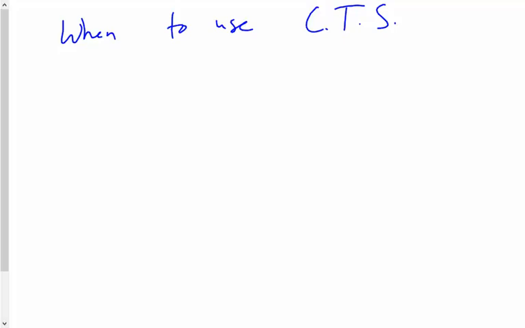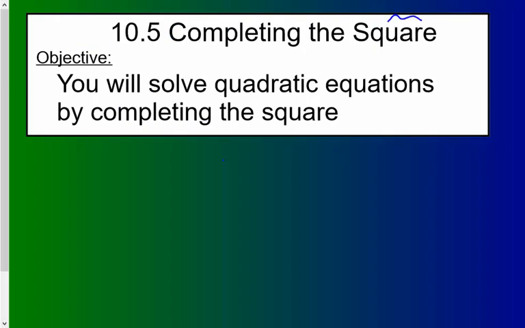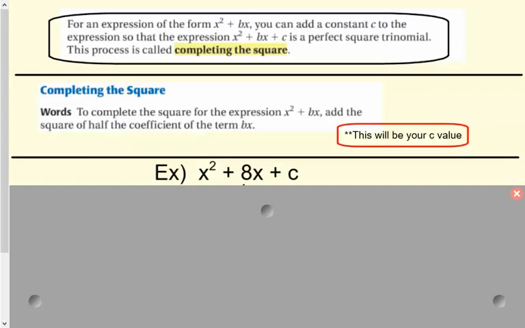When to use completing the square? I would use it when a equals 1 and b is even, and it's not easily factorable. So that's when I'd use it. I'm going to show you guys the process of doing this. The first thing we're going to do is learn how to complete the square before we get into solving.